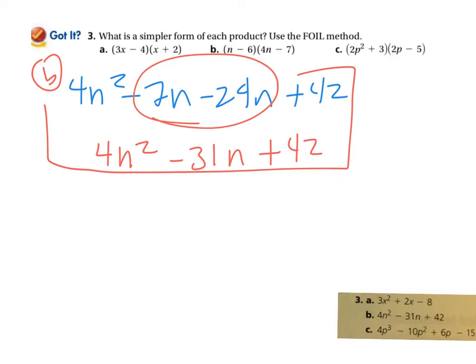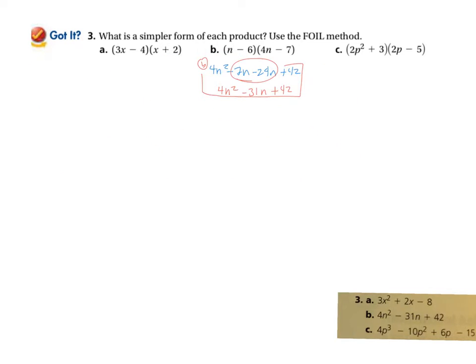And let's take a look at C here just a second. So C, now this one's going to be a little different. It's going to multiply the same way, but in the end it's going to come out a little different. So we start with the first terms. 2p squared times 2p is 4p cubed. So that's the first terms.